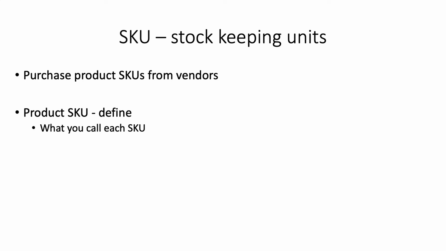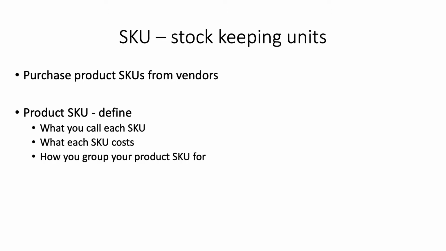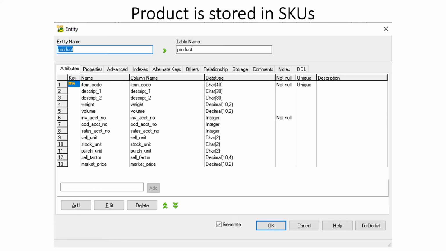Product SKUs define what you call each stock keeping unit or SKU, what each SKU costs, how you group your product SKU for storage and for reporting, and what size and weight is each SKU, because as you start to warehouse it, you're going to need to know how heavy it is, and when you ship it, you're going to need to know how big it is and what size it is. So our product stored in SKUs looks like this.